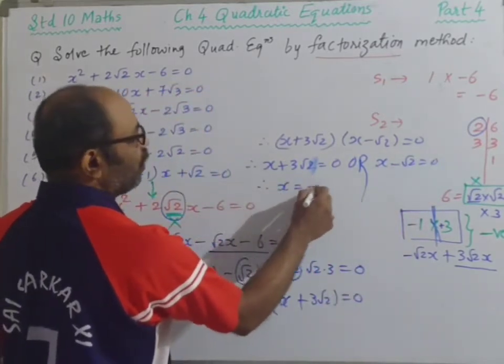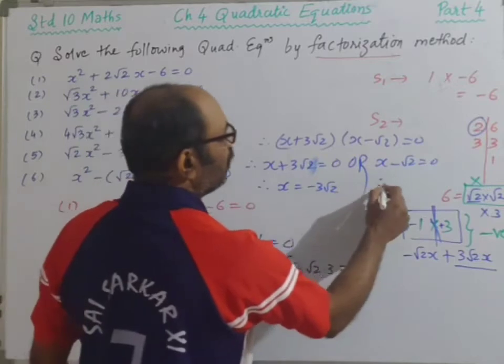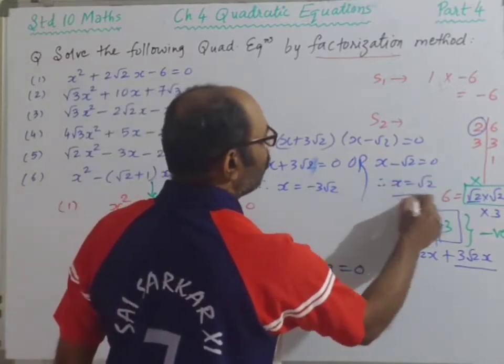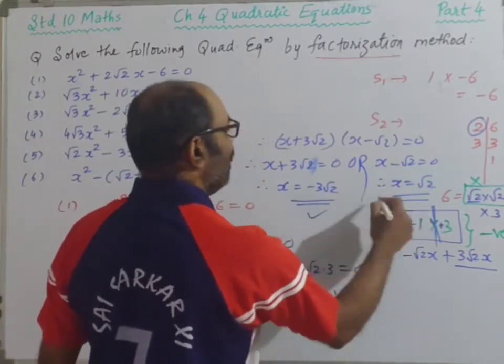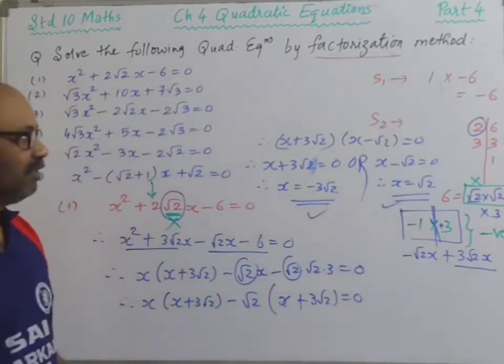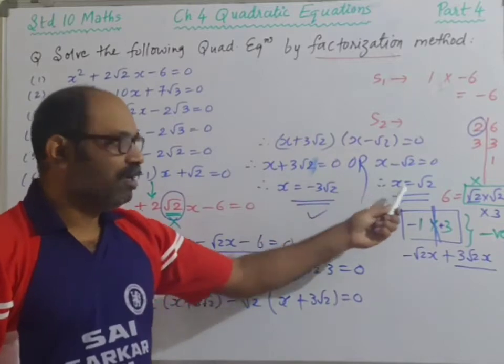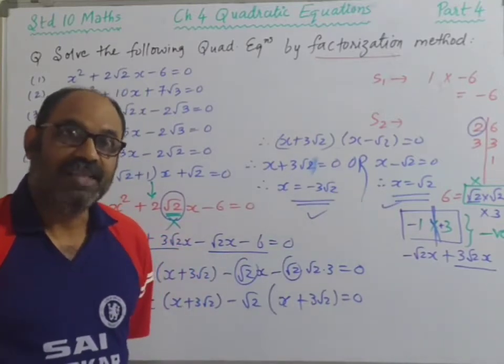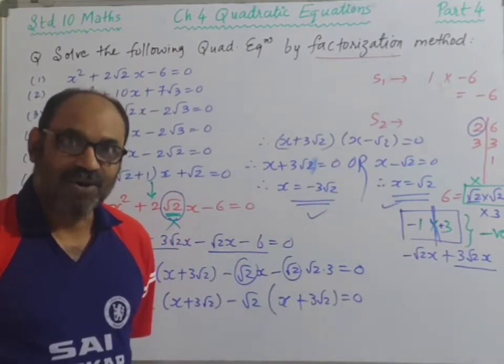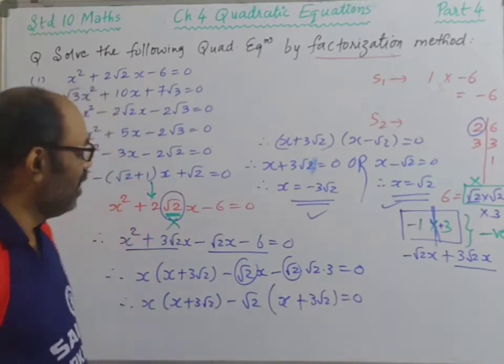Therefore x is equal to minus 3 root 2. Therefore x is equal to root 2. Now you can see the zeros of this quadratic equation are minus 3 root 2 and plus root 2. They are also irrational. Zeros are irrational here. It won't be every time.